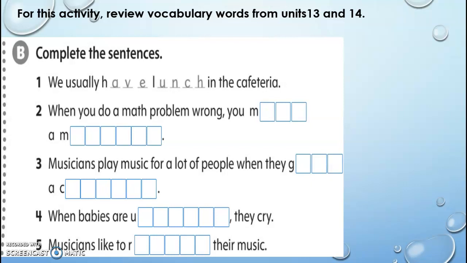Number 4, when babies are on, they cry. So you have to check vocabulary words to see what word is necessary there, okay? 5, musicians like to their music. So, it's related to music. Go back and check the vocabulary words, okay? Well, this activity is for you and you will do it. It's easy. Review vocabulary, review the units, and you will do a good job. I am sure of that, okay?